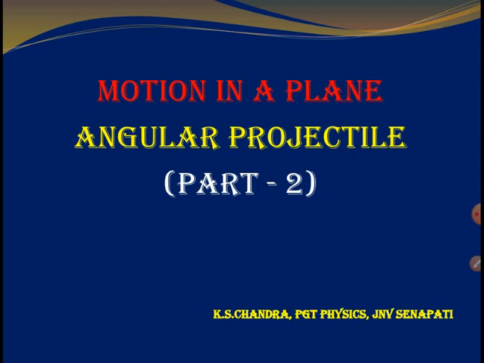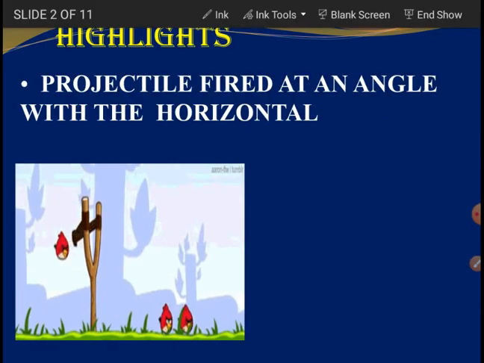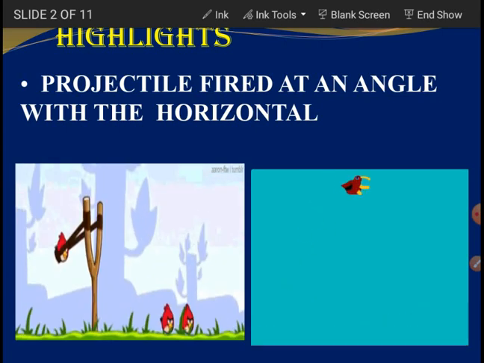We will try to learn about finding the expression of the trajectory of the projectile, then time of flight, then range, then the velocity of the projectile at any instant of time in its trajectory. We need to find all those things. So let's try to learn about the angular projectile, that means a projectile fired at an angle with the horizontal direction.